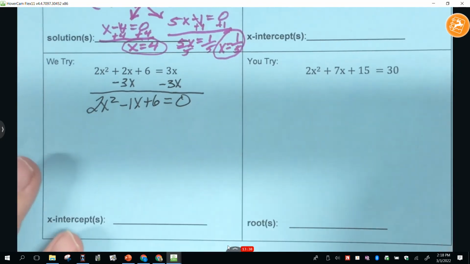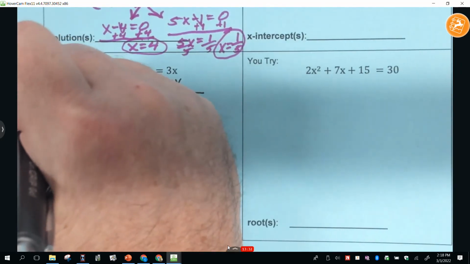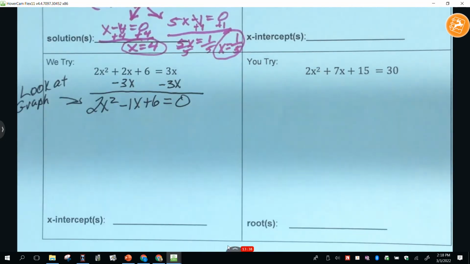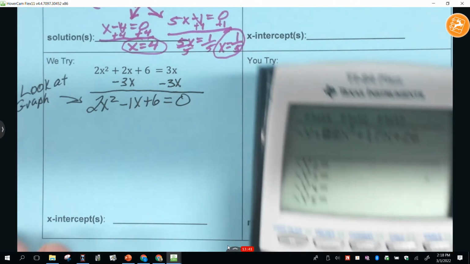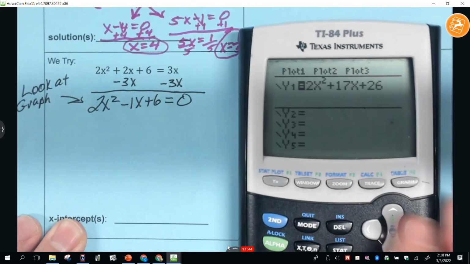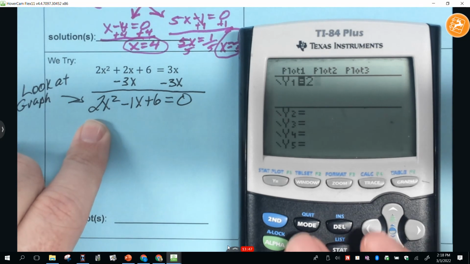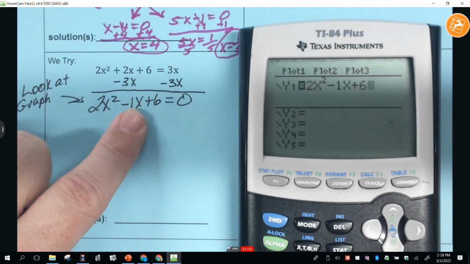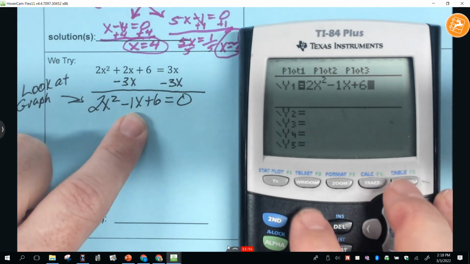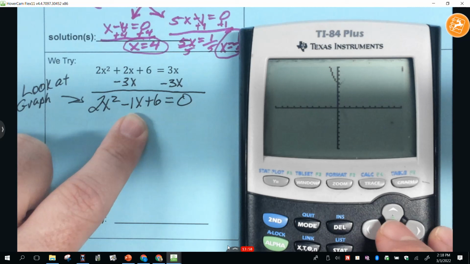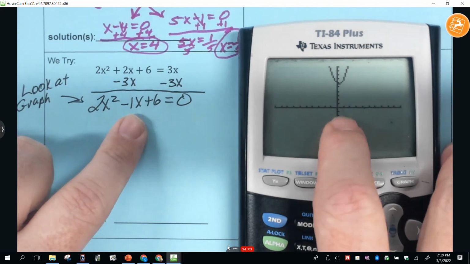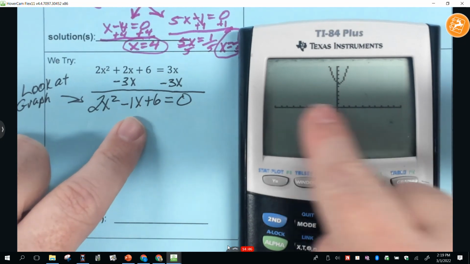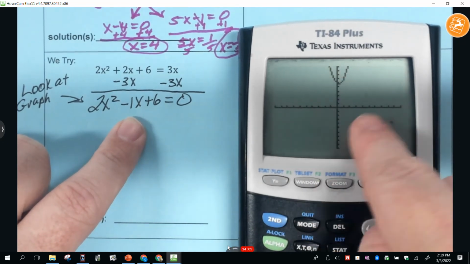So now our next step is look at the graph. Okay, look at the graph. All right. So I'm going to plug this in to y equals. Okay, so this will be 2x squared minus 1x plus 6. Okay, is that right? Yeah. So I'm going to look at the graph. Okay, and so look at the graph here. Notice it doesn't cross the x-axis, right? So this is the x-axis. My parabola does not cross the x-axis.